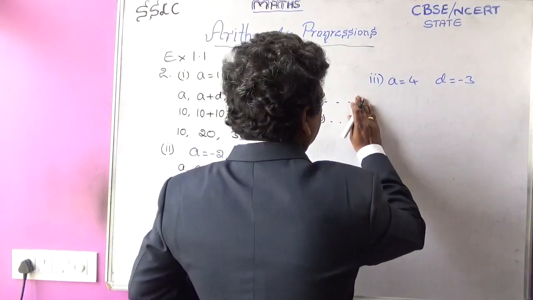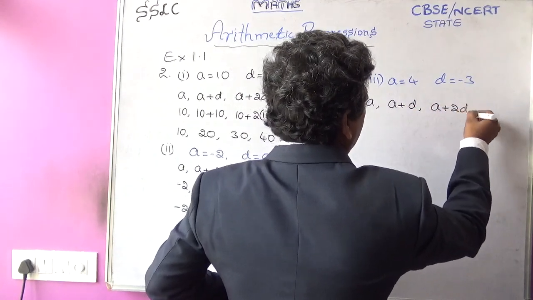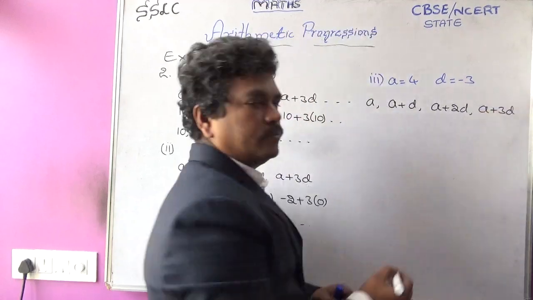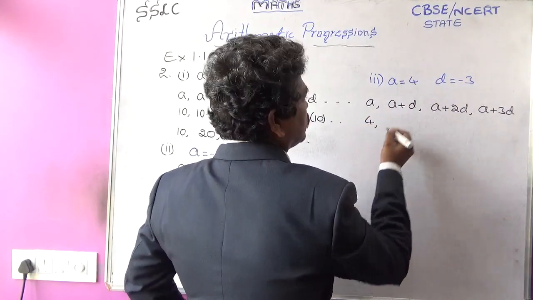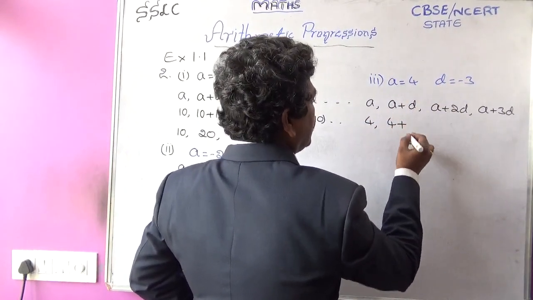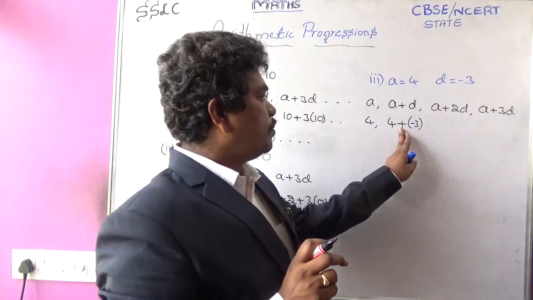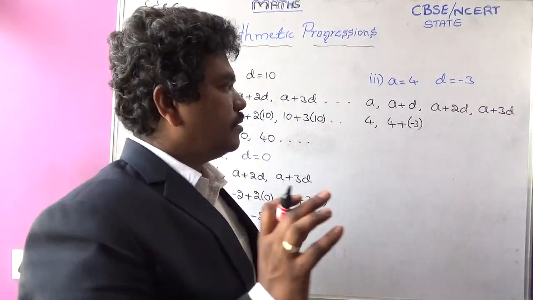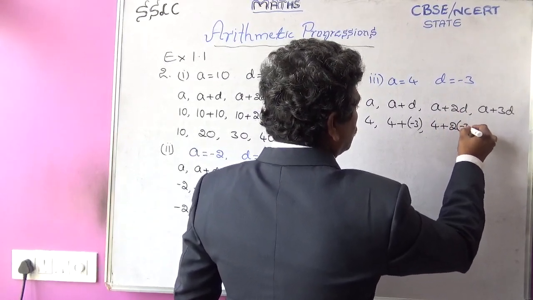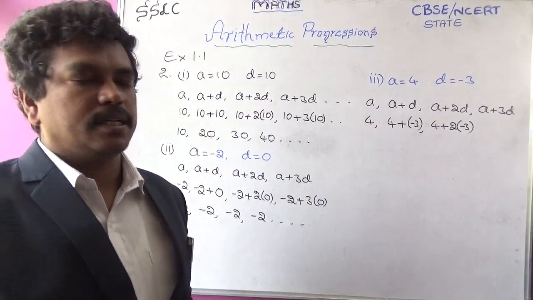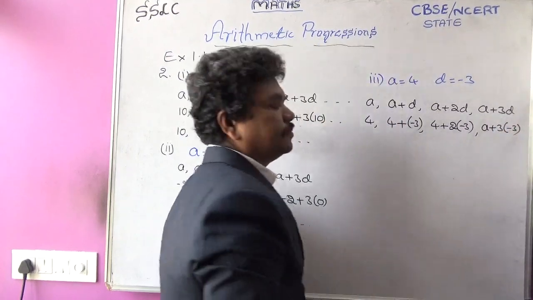So we take the general form: A plus D, A plus 2D and A plus 3D and so on. This is the general form, so we have to substitute the values of A and D. Here A is 4, and in the second one, A is 4, D is -3. How do we put it in brackets? Because there is a plus symbol and here is a minus, you have to place the value of D in the bracket. Then here is A, which is 4 plus 2 into -3. Substitute the value of D inside the bracket. And then A plus 3 into -3.